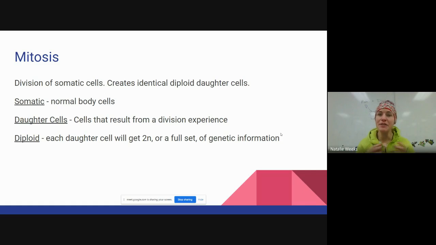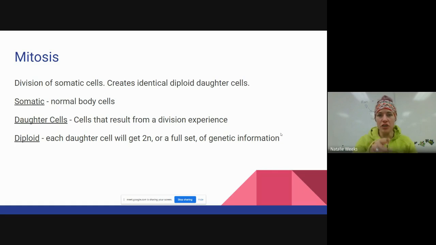So somatic means normal body cells. That's your liver, your heart, all of those different things in your body. Daughter cells are the cells that we get out of that mitotic division. And what diploid means is that each daughter cell has 2N, or a full set of genetic information. Whenever in math we have a variable, it's just a placeholder for a number. For us, N is our placeholder for chromosomes.